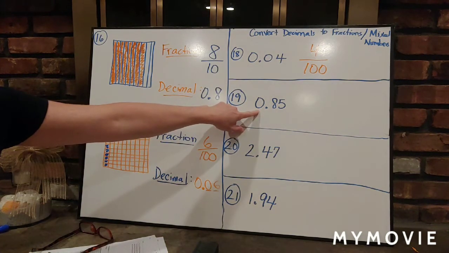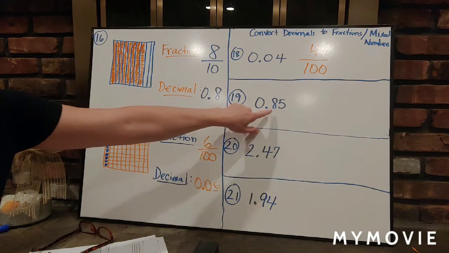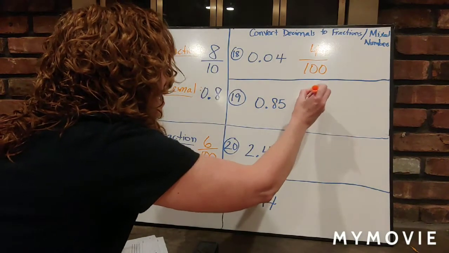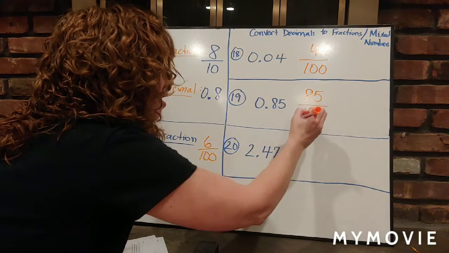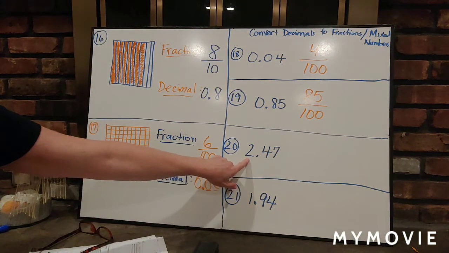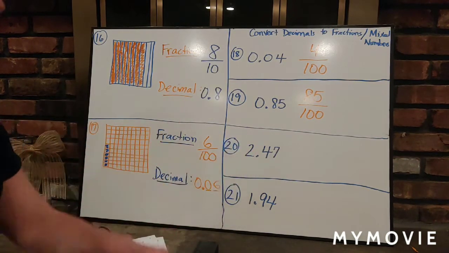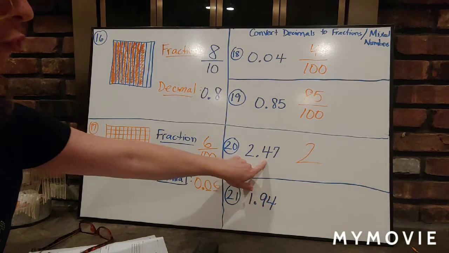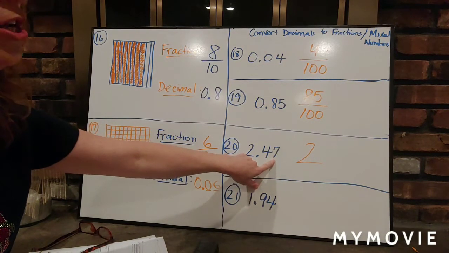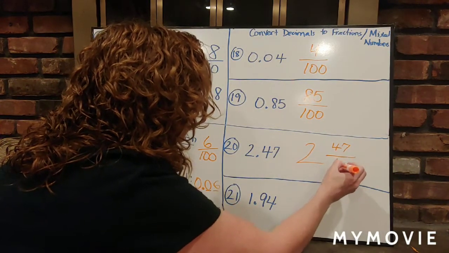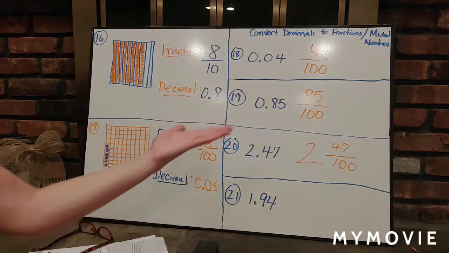Now here, 0 in the ones column, decimal point, and now we have 85 hundredths. 85 hundredths. All right, this one's a little bit different because it has a whole number 2, like there's a 2 in the ones column. So before we go any further, we know that's a whole 2. And now we have 47 hundredths. It helps when you say it out loud because then you know exactly what to write for the fraction.